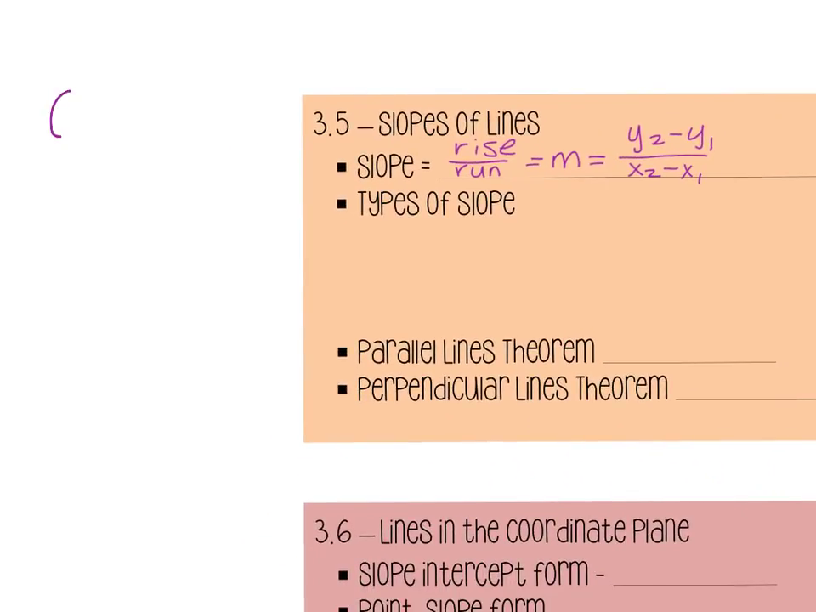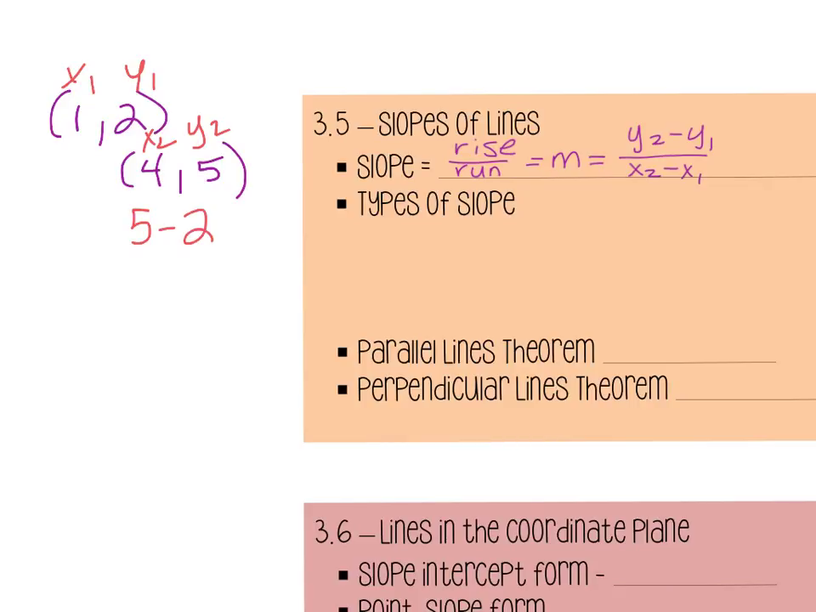So if I said that it passed through points (1, 2) and (4, 5), then I would label x1, y1 and x2, y2. And I would do 5 minus 2 over 4 minus 1, which is 3 over 3, which reduces to 1, and that would be the slope.